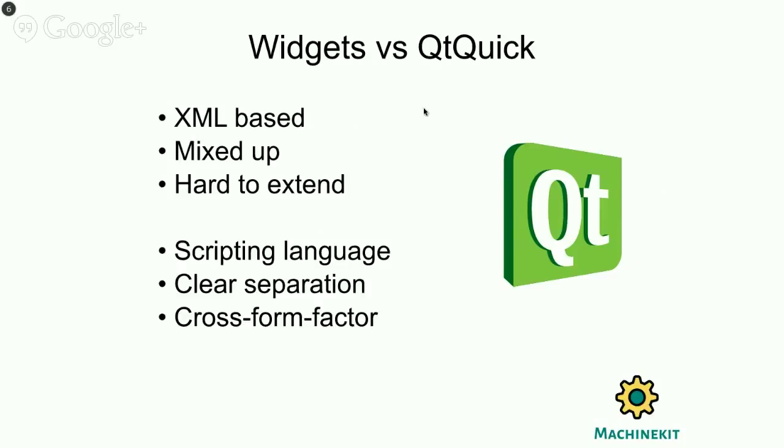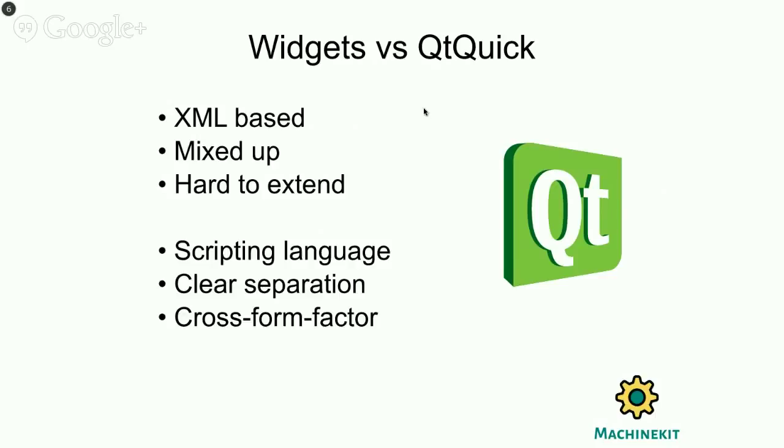Widgets are normally created by creating an XML file. These XML files are created by user interface designers, and the problem with that is it is normally not easily possible to create XML files by hand. So you have to use a user interface designer. QtQuick is a scripting language, so it is designed to be written directly without using a tool. It is possible to use the QtQuick designer to create user interfaces, but it is also possible to use any text editor to edit the files.